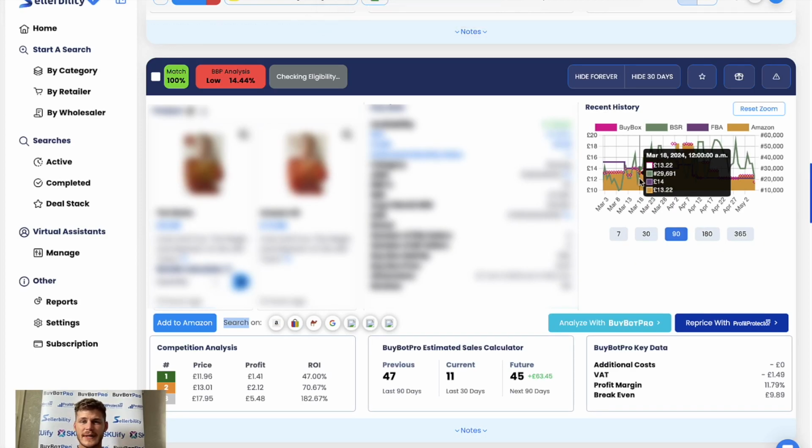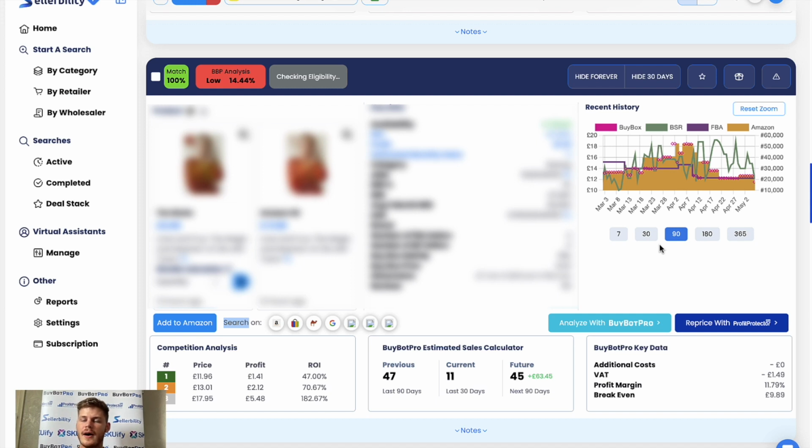I hope you're doing well, and today I'm going to show you how to read the recent history charts next to every item in the completed scan results. So this is a colourful and easy way of understanding this product's history. And the chart that we see here is very much like the ones that we have in Keeper because it uses Keeper data to produce this information.